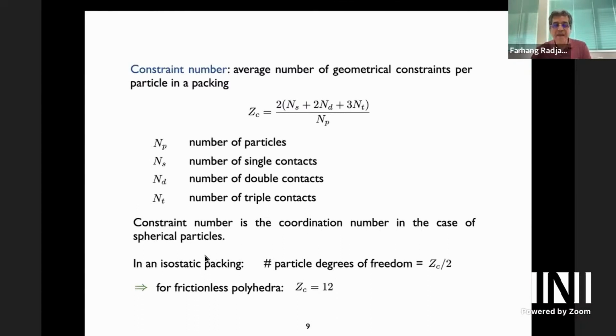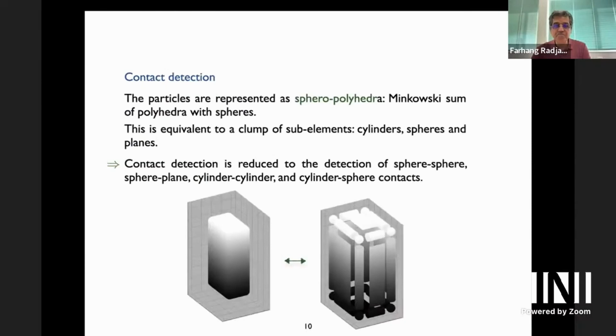So in an isotropic packing, with 0 friction, for example, the number of particle degrees of freedom is equal to ZC over 2, because ZC over 2 is the number of constraints per particle. For example, for frictionless polyhedra, we have 6 degrees of freedom per particle. So this should be equal to 6, so ZC should be equal to 12. For spheres, it's 6.